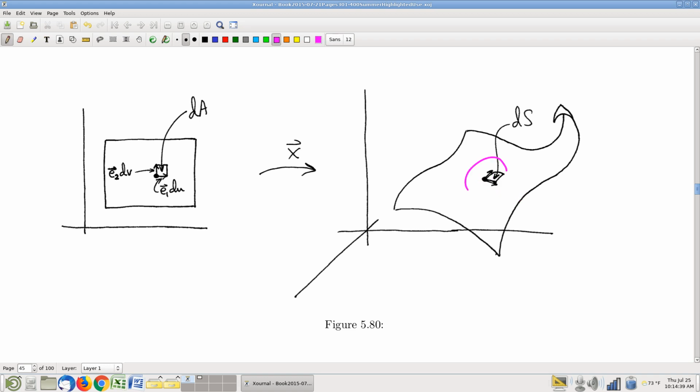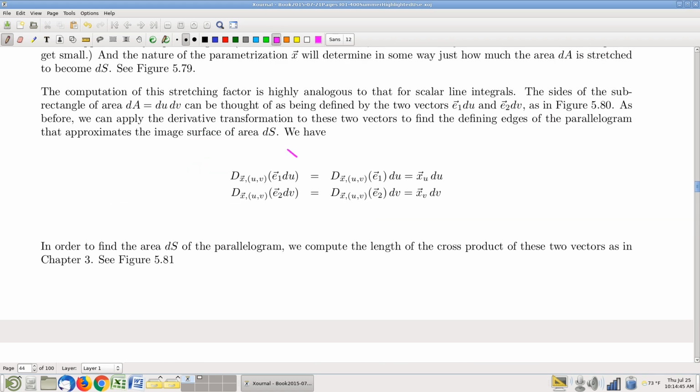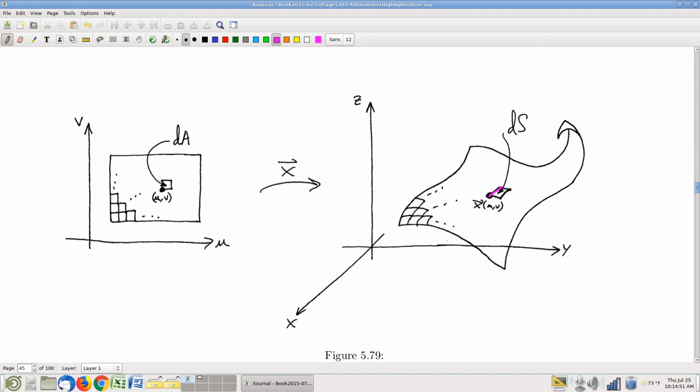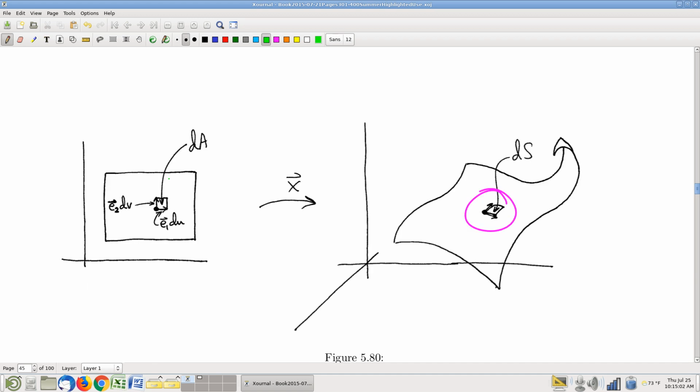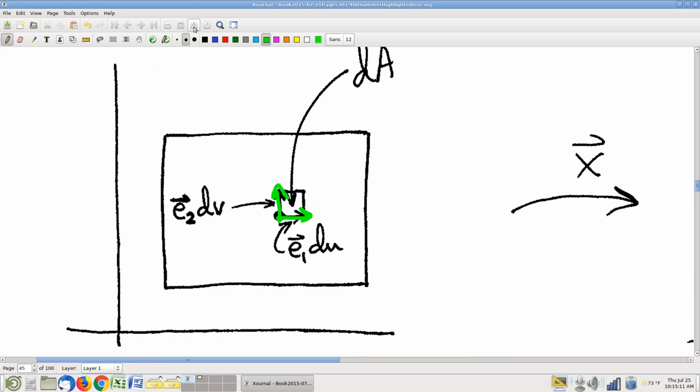Okay, so here we go. These output vectors are what comes out when you put in these input vectors. And these input vectors are kind of easy to write down. Here they are. And let me zoom in so we can see them better. But these input vectors, that one right there is E1 du. It's going in the direction of the u-axis, so that little width there is du.